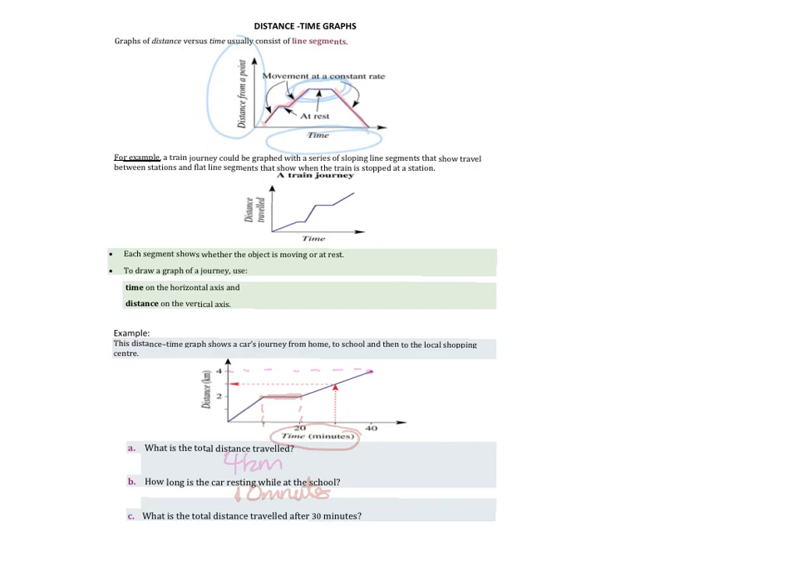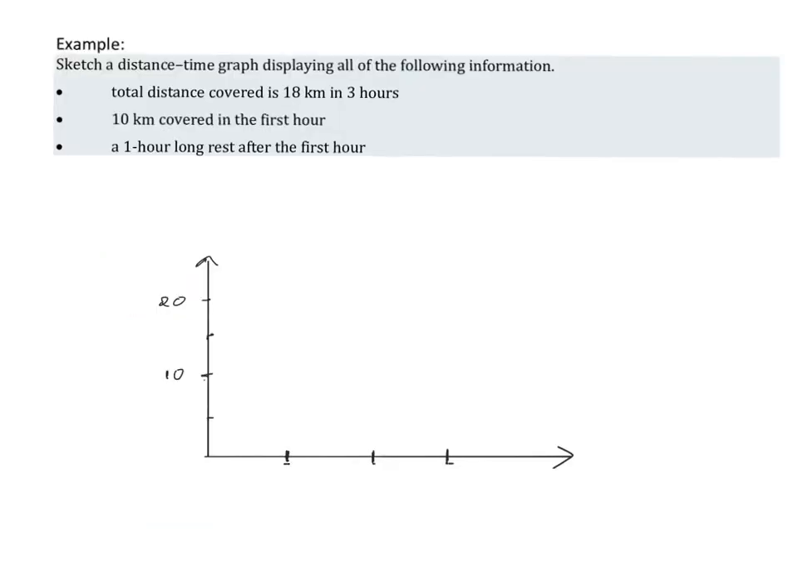All right, and the last bit there, what is the total distance travelled after 30 minutes? So where is 30 minutes? We're looking at this line here. Okay, and then we read across to there. And what does that give us? That gives us 3 kilometres when we read off our distance, or our vertical axis there. So it really is just a matter of lining up your information like we did in the last exercise.